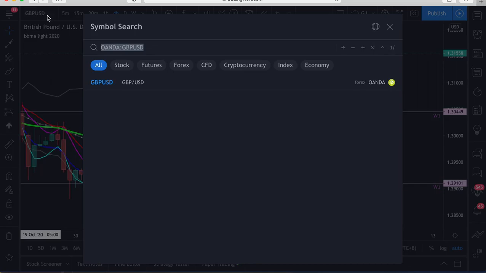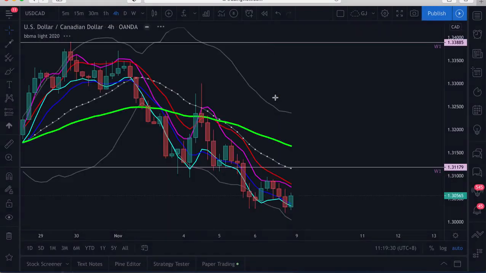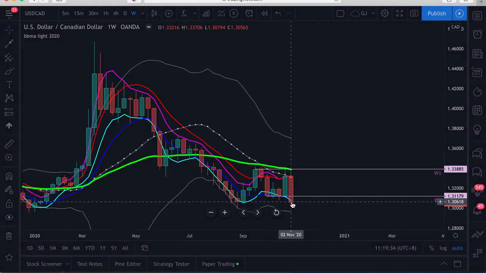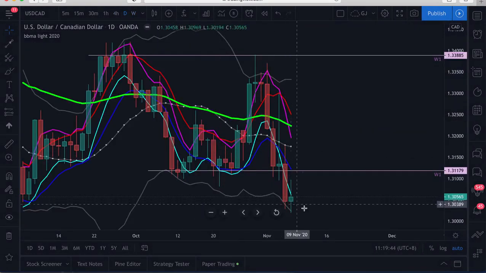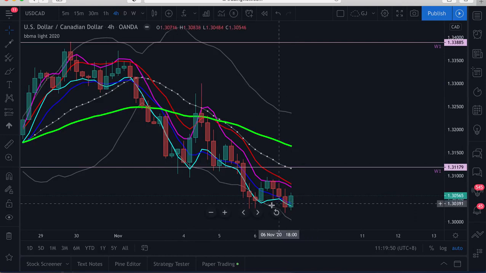Right, next pair, USD CAD. So USD CAD on a weekly time frame, price dropped significantly last week due to the election, and currently is at the re-entry buy setup. So on daily, price start to close inside the Bollinger Band. This is MHV buy, and on H4 it's the same thing.